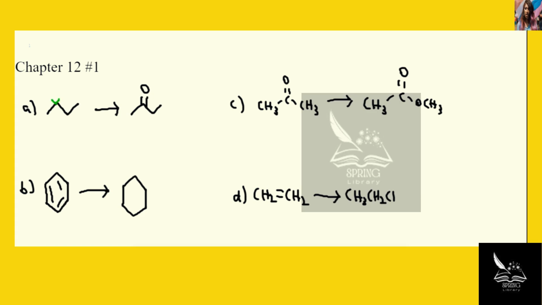Okay, so with that in mind, looking at A, we are removing a pair of hydrogens. So in the starting material, there's 2 hydrogens here. They're gone in the product, and instead we've added 2 carbon-oxygen bonds. So this is pretty clearly an oxidation.